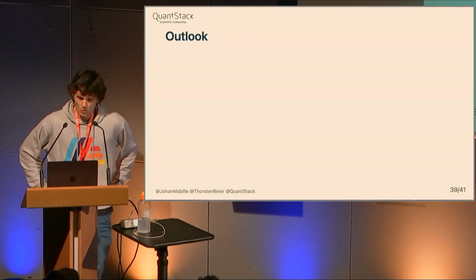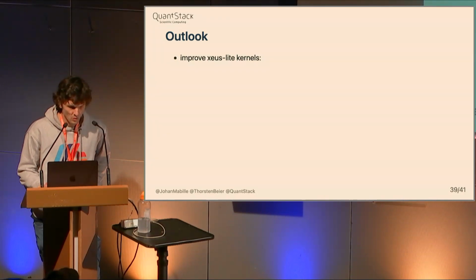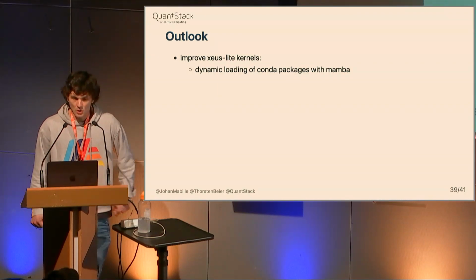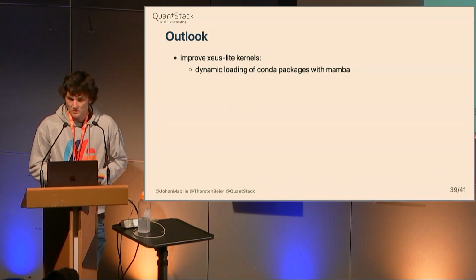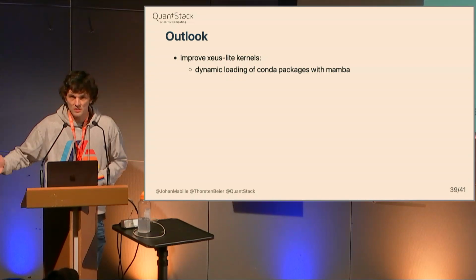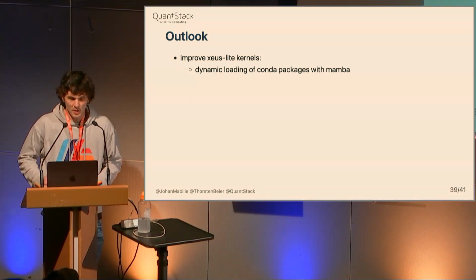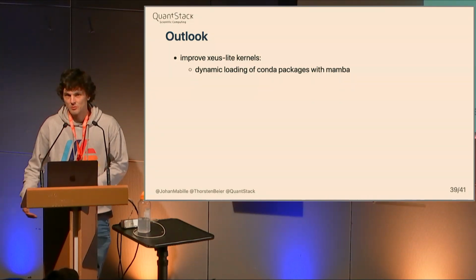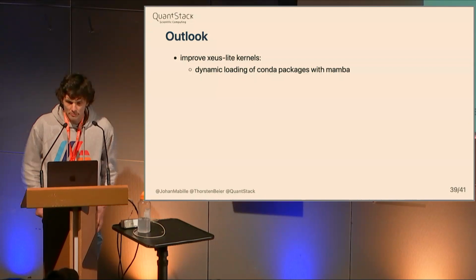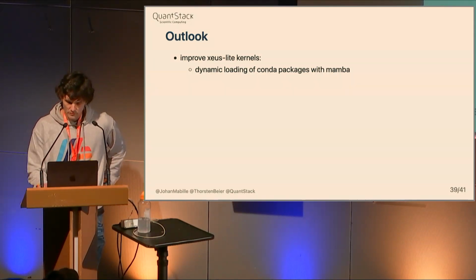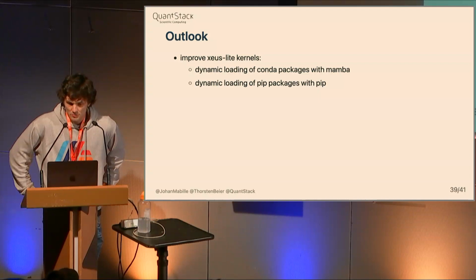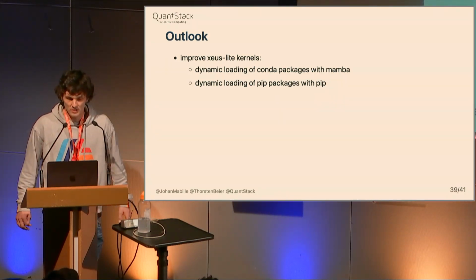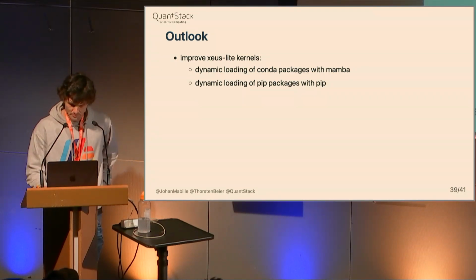Okay, so what's the outlook? What are we going to do next? We want to improve the XeusLite kernels. At the moment, it's not possible to dynamically load packages from the Xeus kernels. So once the kernel is started, you cannot add new packages at runtime. But we're working on this by compiling Mamba, our favorite package manager, also to WebAssembly. And then we can just use Mamba while running the kernel itself. Also, it would be nice if you could load pip packages dynamically. And we know this should work because other kernels, Pyodide for instance, have already done this.